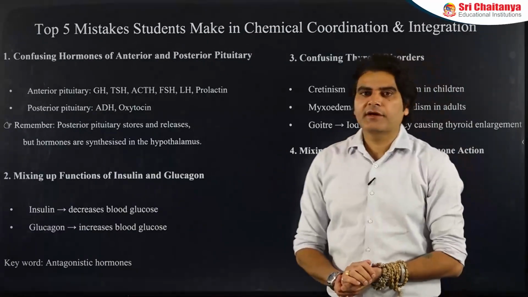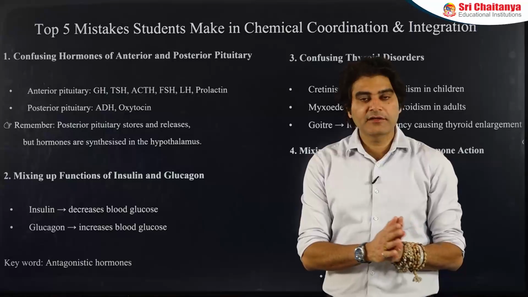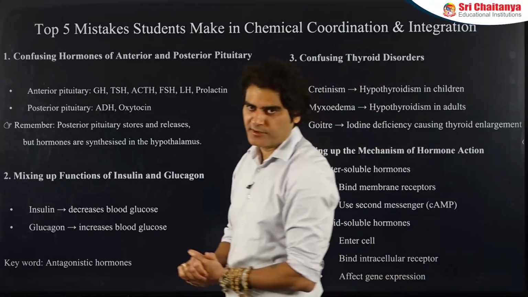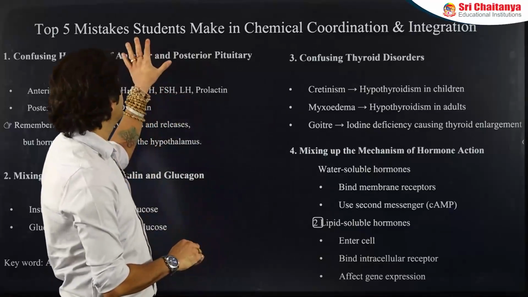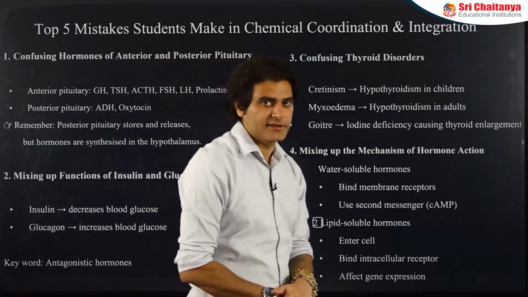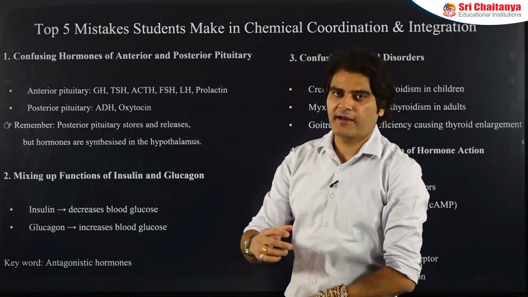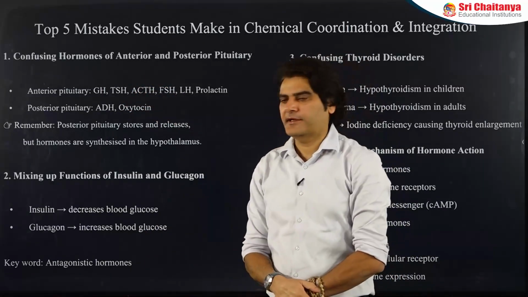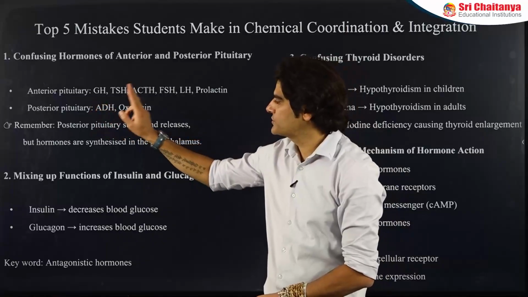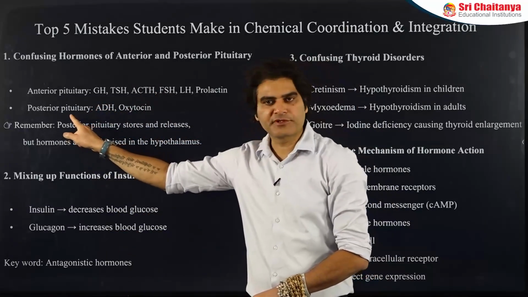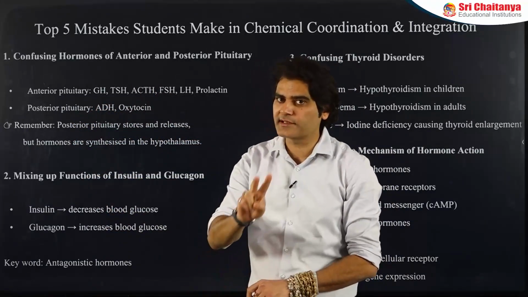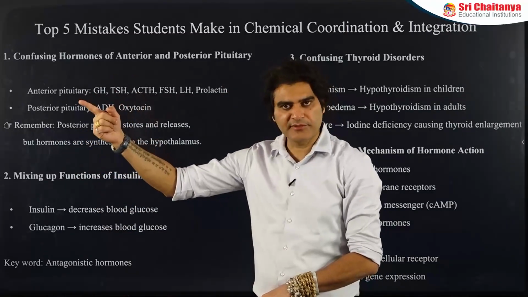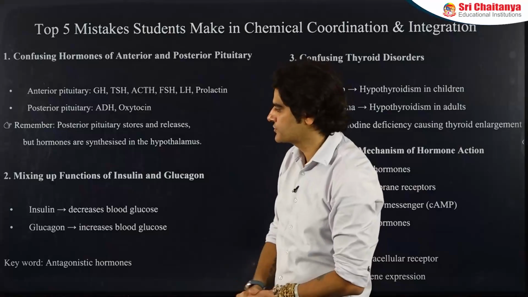Next important key area for you to focus on. Studying is one part, working on your mistakes or learning from mistakes of others is of course another very important part. So let us learn about the top 5 mistakes that students generally make in this chapter so that you can avoid them and score. Number 1, confusing hormones of anterior and posterior pituitary. Anterior pituitary produces tropic hormones. Posterior pituitary does not produce anything, only releases 2 hormones. So posterior pituitary stores and releases hypothalamic hormones but does not produce anything of its own.